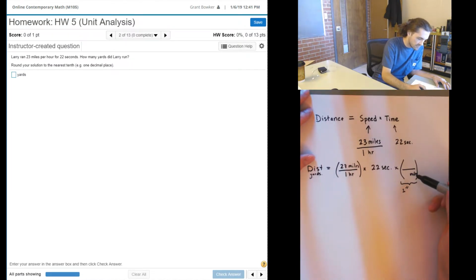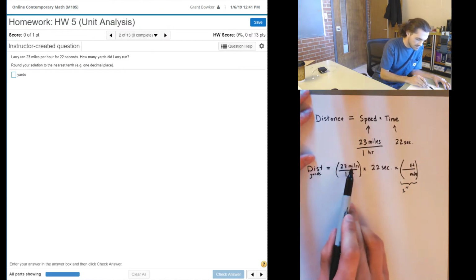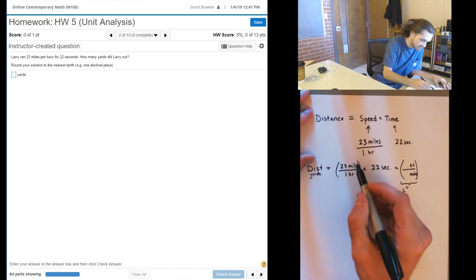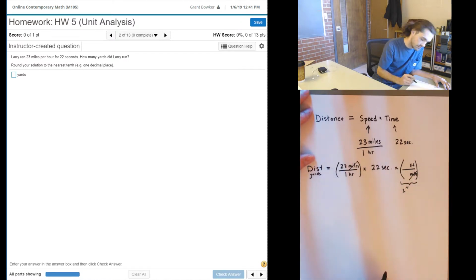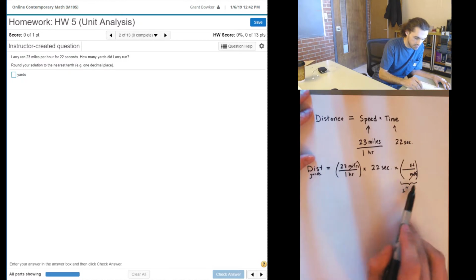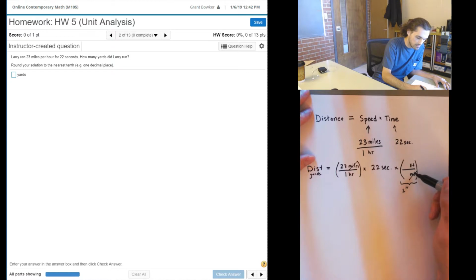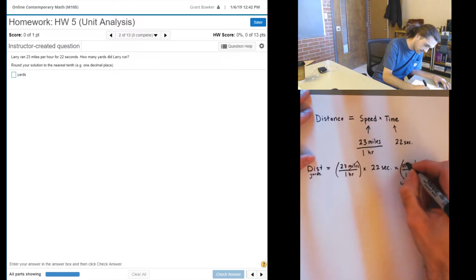So it really would be convenient if I could establish a relationship between miles and yards. However, I don't know that off the top of my head, but I know how many feet are in a mile. So I can relate miles to feet. So again, miles was upstairs, so I introduced miles downstairs. So this unit will undo that unit. However, I can only do this multiplication by this fraction if this fraction is equal to 1. So I need to relate miles to something familiar. So I know 1 mile is 5,280 feet.